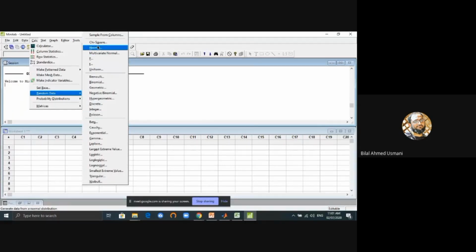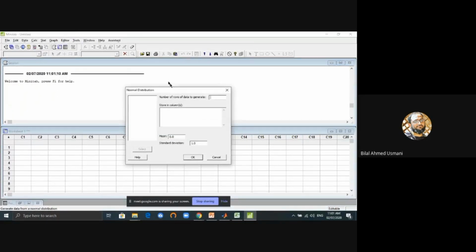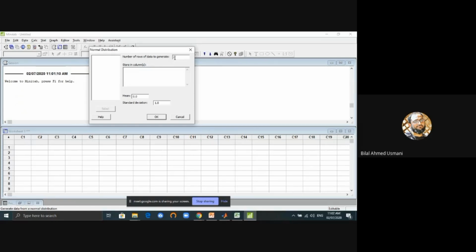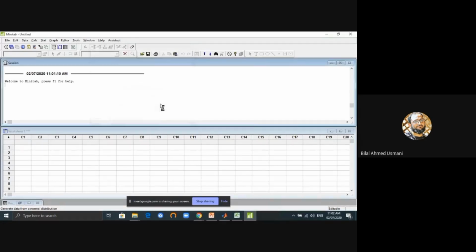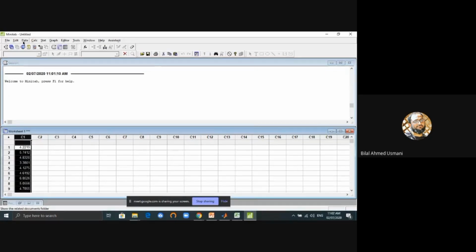So for example, we want to look at normal. You specify how many rows to generate, say 10,000. In which column do I want to store it? I want to store it in C1. What is the mean? Mean is 5. What is the standard deviation? Standard deviation is 1.2. It would generate a lot of sampled values.